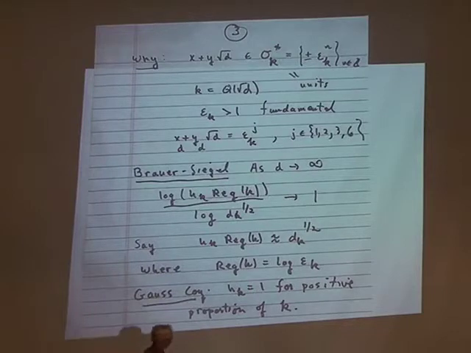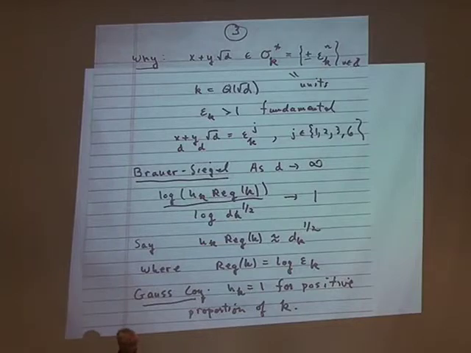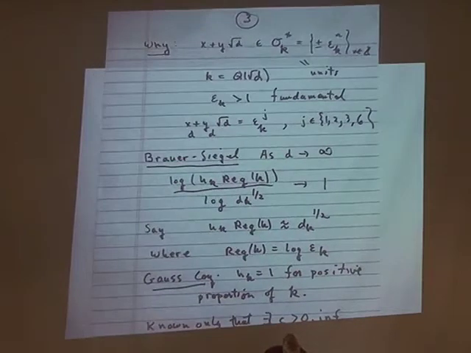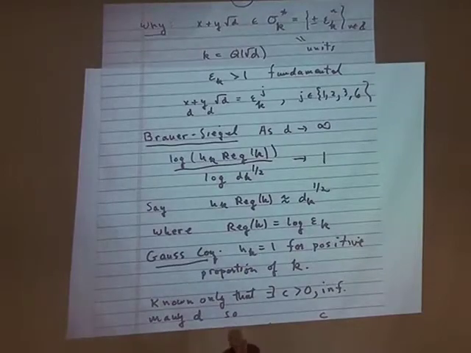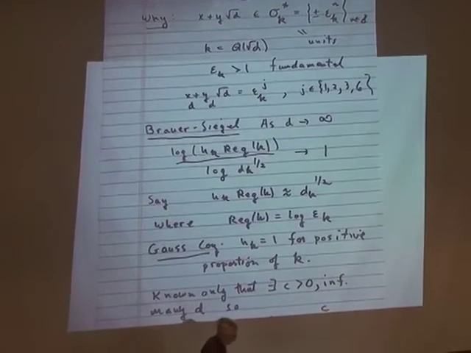Of course, we're very far from proving a Gauss conjecture. There's a lot of numerical evidence. You know exactly what proportion of K there should be with this class number 1. The Cohen-Lenstra heuristics predict a lot more about how these class numbers should behave. But at the moment, all that I know is that there is a constant bigger than 0.